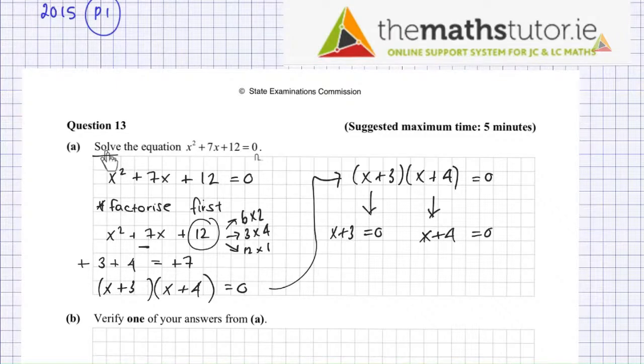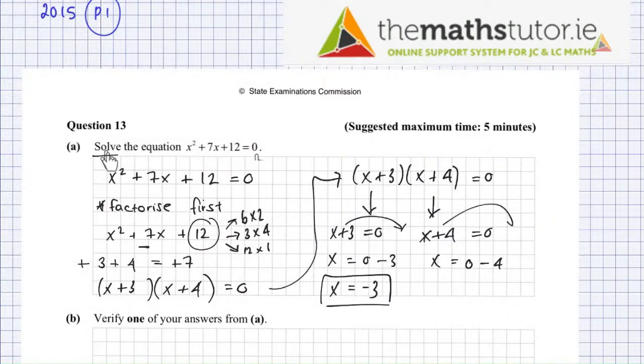So x is equal to 0 minus 3 because the plus 3 comes over, it changes sign. So one solution is x is equal to minus 3. And the second solution then, so x plus 4 equals 0. So x is equal to 0 minus 4 because it becomes negative when it comes over here. So then x is equal to minus 4. So that's another solution.